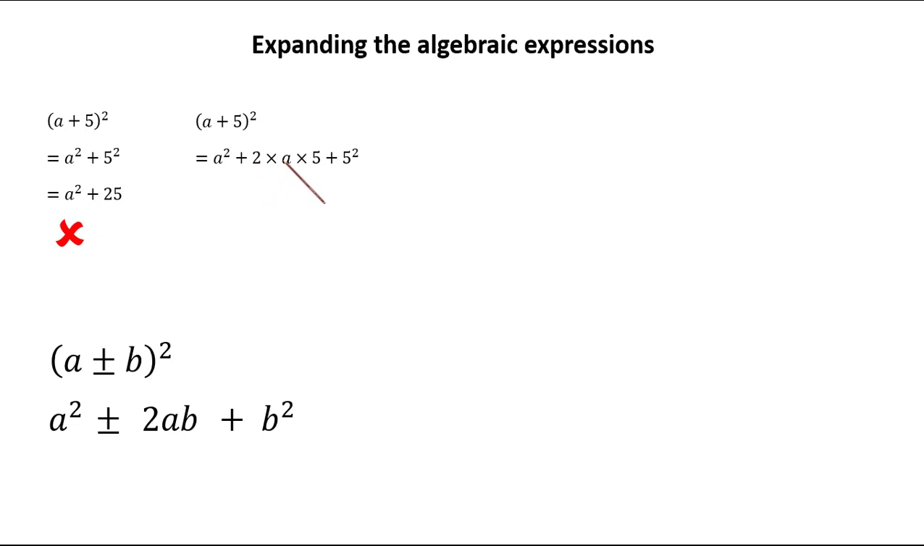And then 2 multiplied by a multiplied by 5 will be simplified as 10a. a squared, 10a, and 5 squared, 25, are all 3 different terms. And now we have the correct answer.